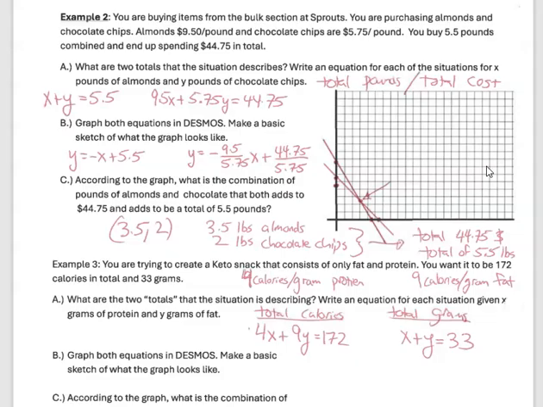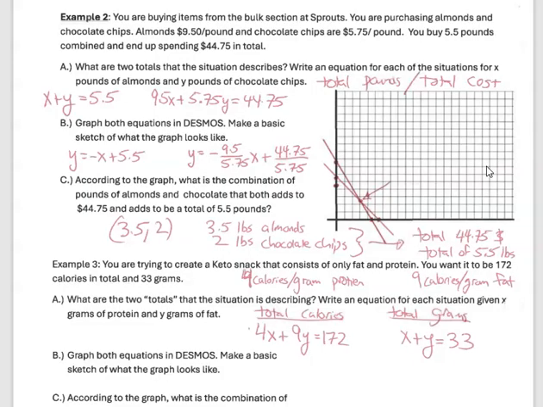So we need to have 2 equations. And the best way to do this is figure out what totals they're talking about. In this case, the 2 totals are total pounds and total money. So in class we wrote 2 equations. The total pounds is X pounds of almonds plus Y pounds of chocolate equals 5.5 pounds.